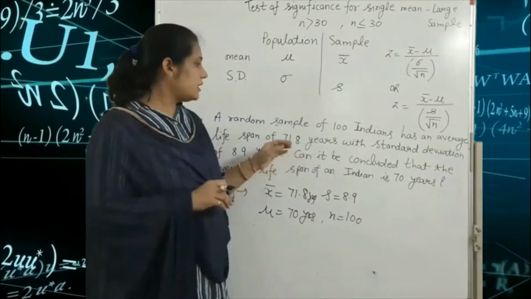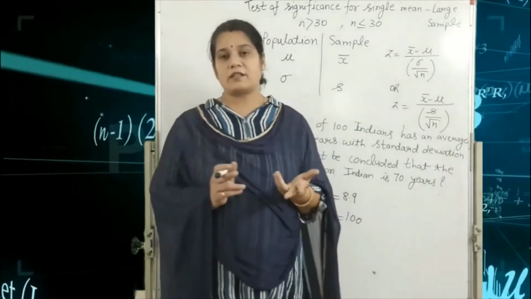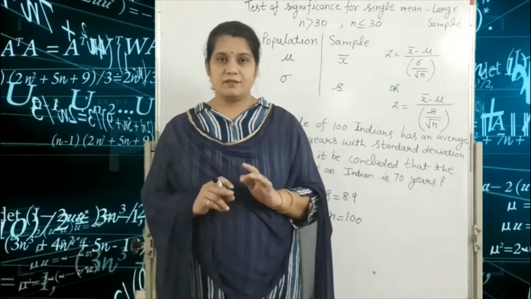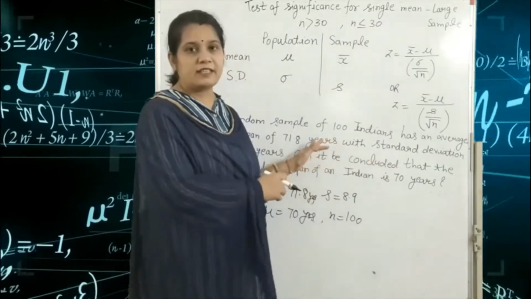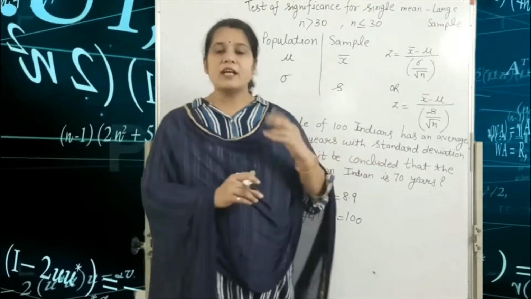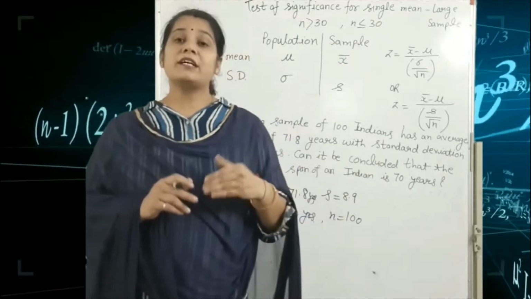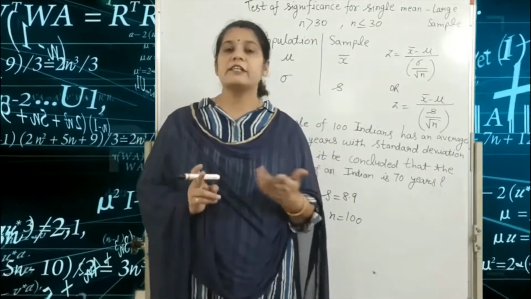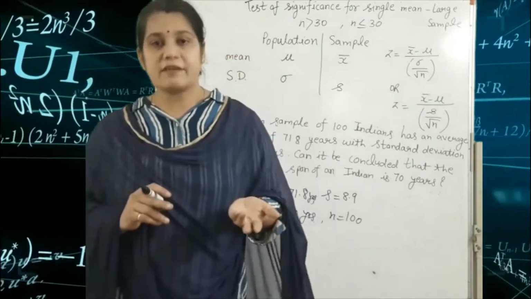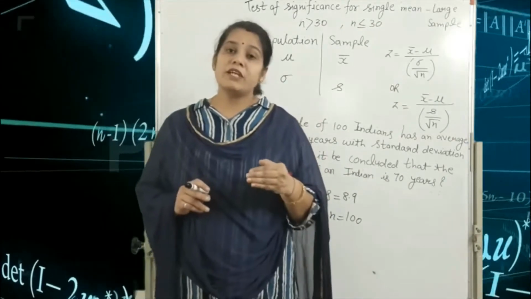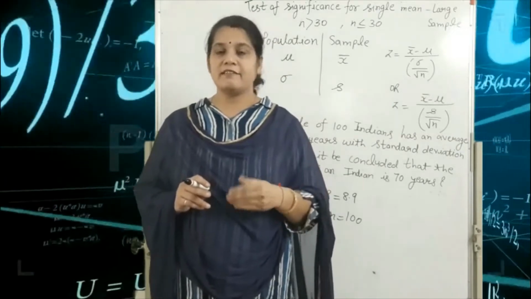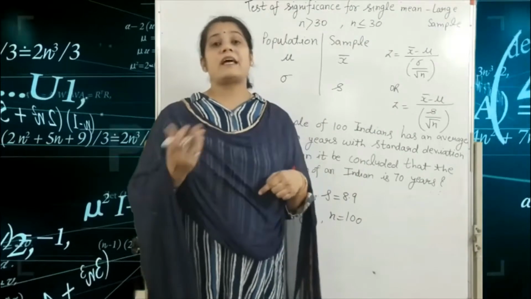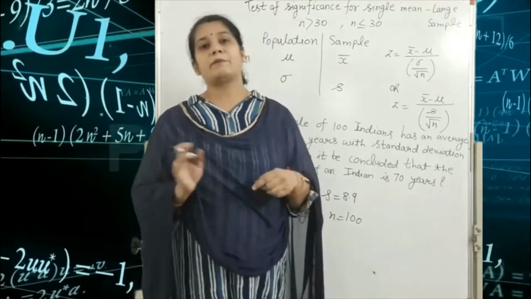Okay, so here the hypothesis is what? Hypothesis is mu is equal to 70, because this is already given in our question. So the null hypothesis is mu equal to 70 years. But the alternative hypothesis is what? The alternative hypothesis is mu not equal to 70 years. That means if mu is equal to 69, then the null hypothesis is rejected, and if mu is equal to 71, then also the null hypothesis is rejected.